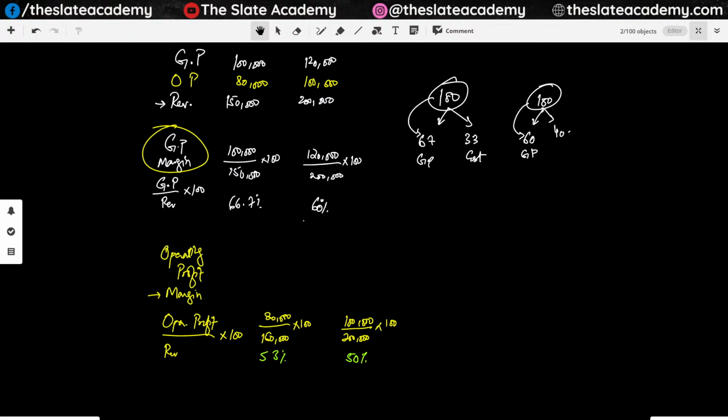And from gross profit, we are deducting the operating expenses and adding other income. So this gives me operating profit. And for operating profit margin, I'm comparing revenue and operating profit. So what I need to do in order to improve my operating profit margin is cut back on my operating expenses. The lesser the operating expenses, the more the operating profit.